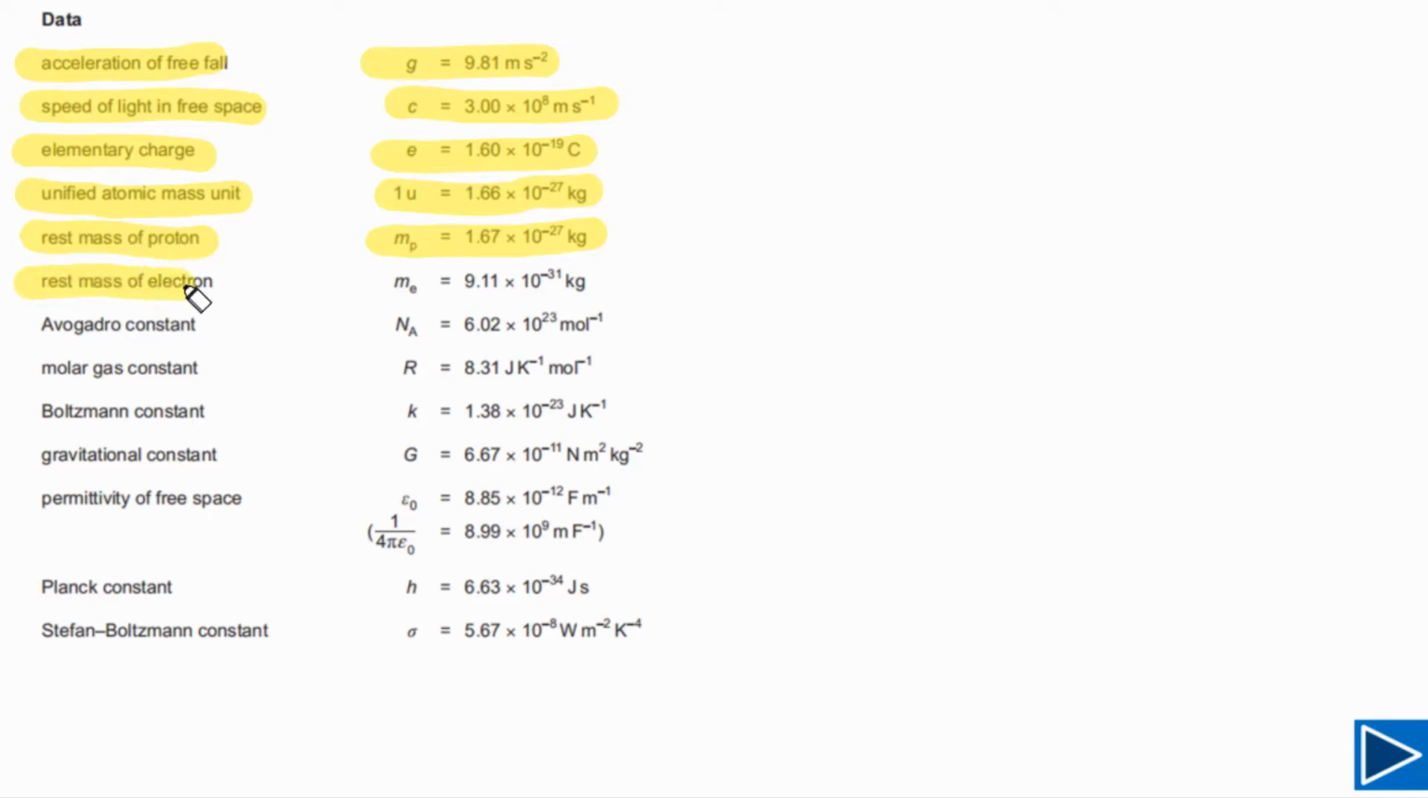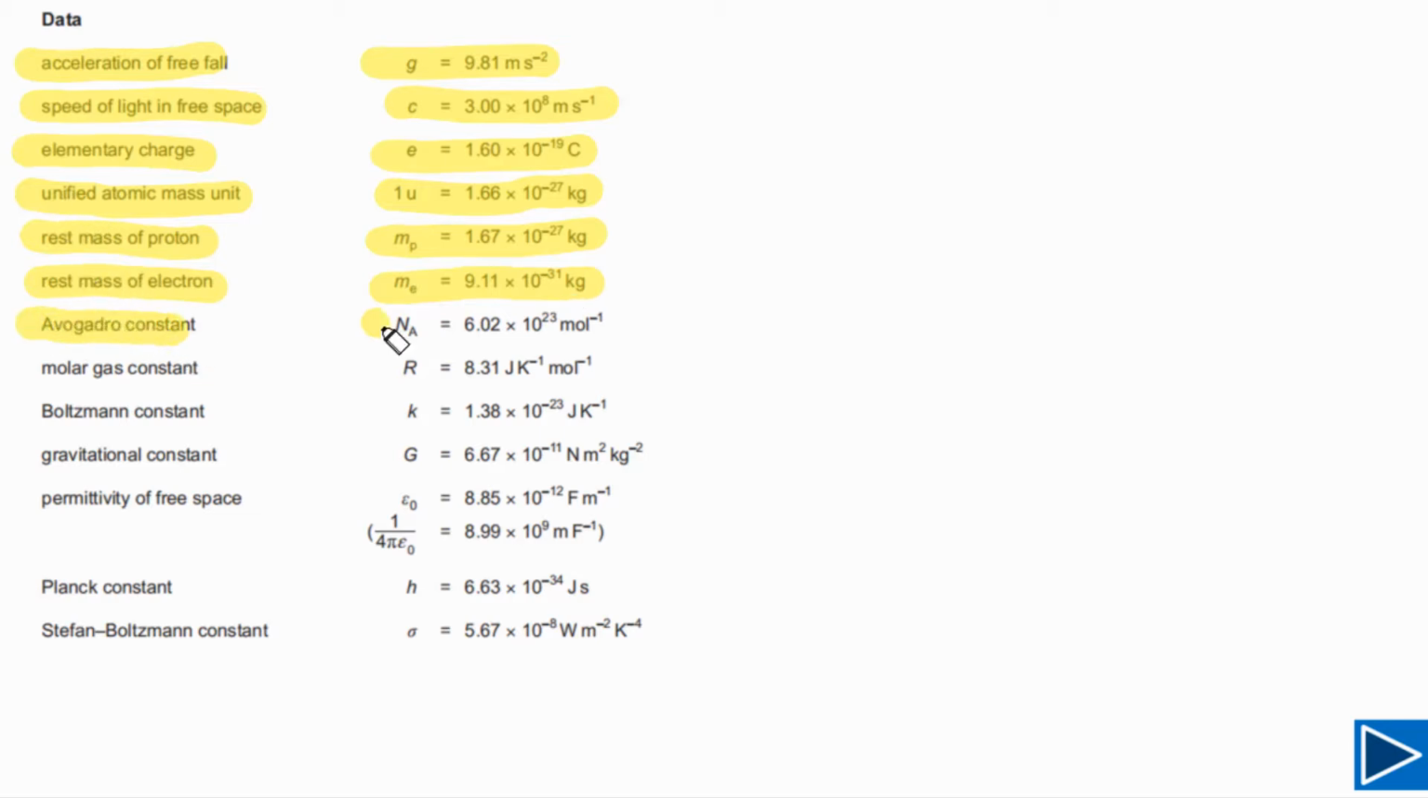Next one is rest mass of electron, and this is equal to 9.11 times 10 to negative 31 kg. Same, rest mass means when the electron is at rest, the speed of electron is quite slow compared with the speed of light. So then mass of electron is equal to this.